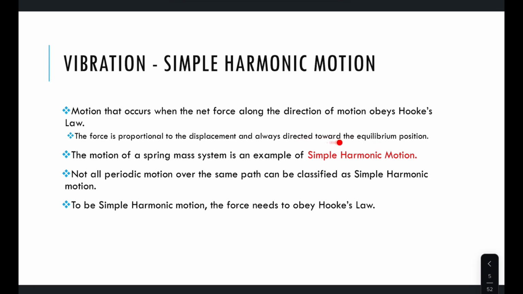So this is actually the meaning, or the theory, behind Hooke's law. The motion of the spring-mass system is an example of simple harmonic motion, the system that we were looking at just now. Not all periodic motion over the same path can be classified as simple harmonic motion. For example, a satellite orbiting the Earth, the moon orbiting the Earth, a rocking chair, and many other types of periodic motion. It doesn't mean that whenever it is a periodic motion, it is confirmed to be simple harmonic motion. Another piece of information about simple harmonic motion, or SHM, is that the force needs to obey Hooke's law. This is the most important part.